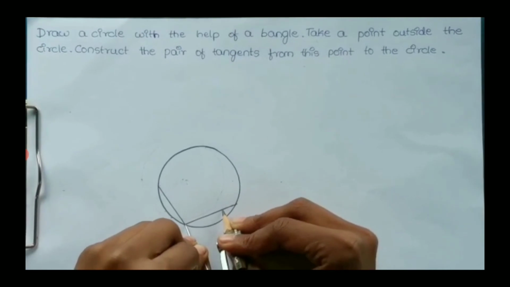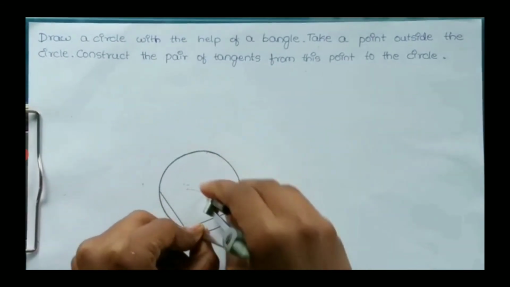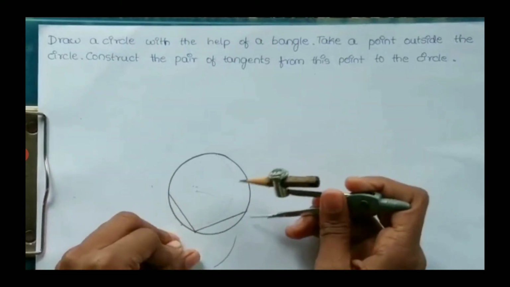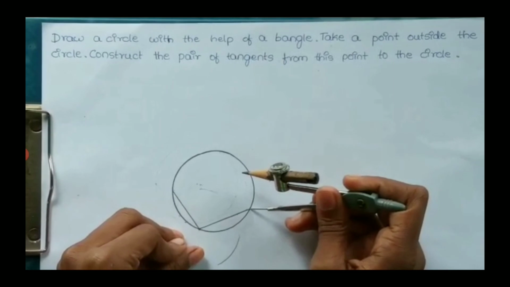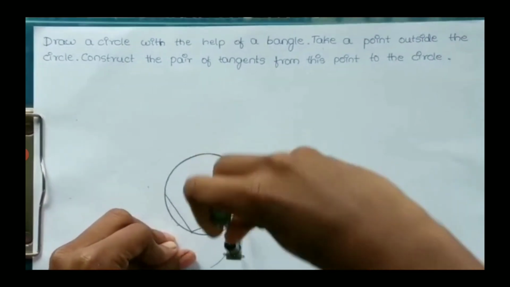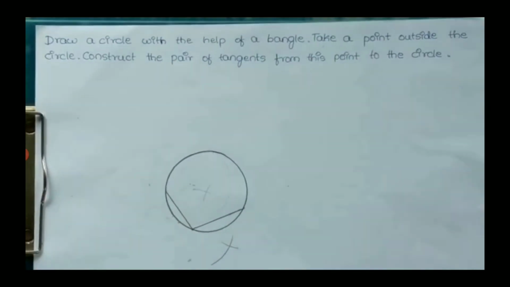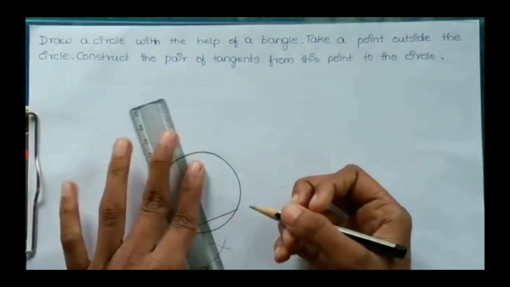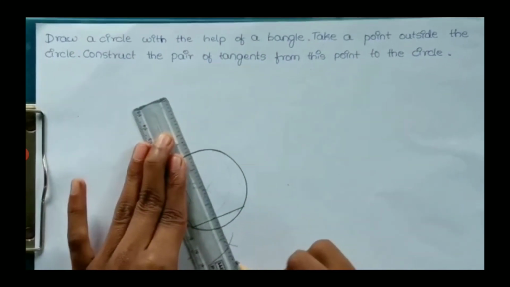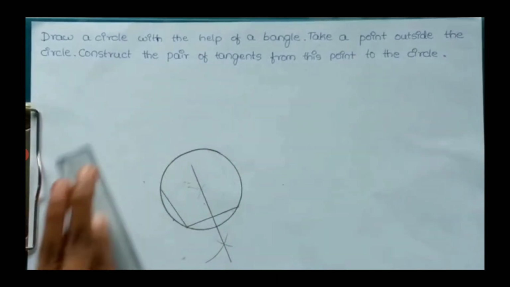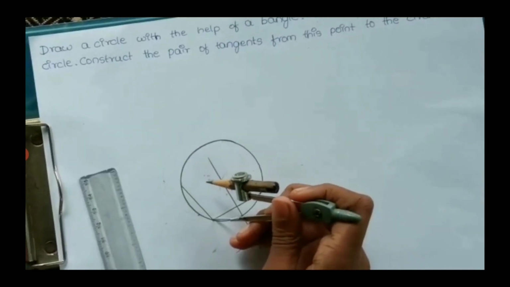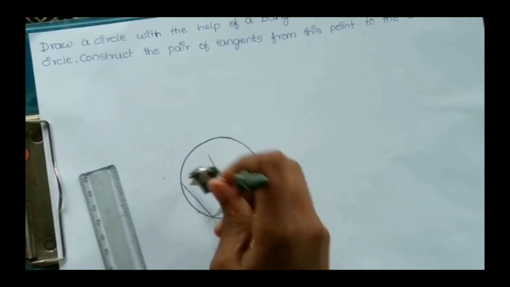Take more than half and draw the curve on both sides from one point of that line, that chord. From this point, cut the previous curves to get the point of intersection of two curves. Join them, you will get a perpendicular bisector. You got a perpendicular bisector for one chord, one line. Next, again to the other line, to the other chord also, draw the perpendicular bisector.